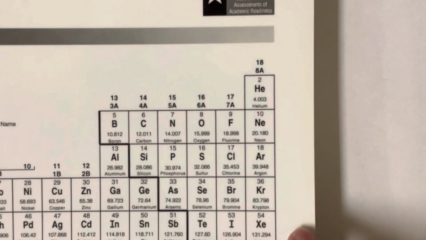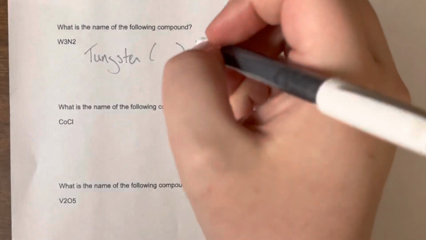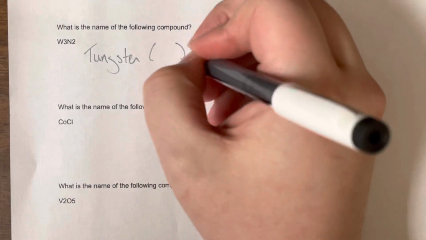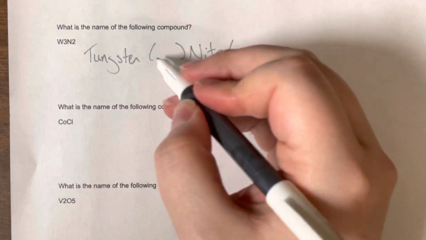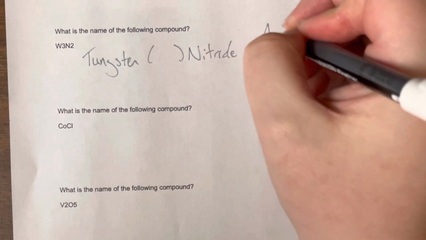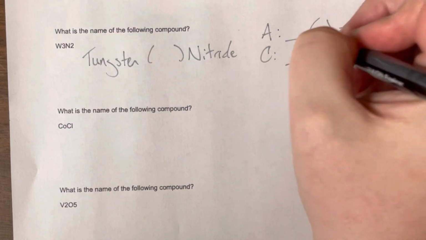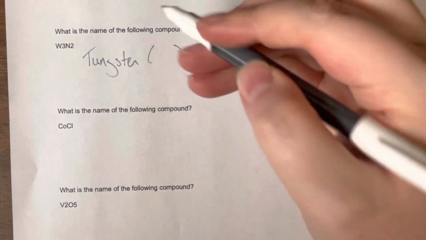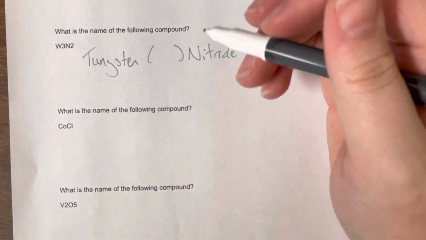So N is nitrogen. Nitrogen is a nonmetal, so that means I'm going to have that anion suffix change. So this will be tungsten something nitride. And I need to figure out what this something is. To do that, I'm going to do my anion versus cation math. My anion is the one that's in the second position. My anion is the nitrogen.